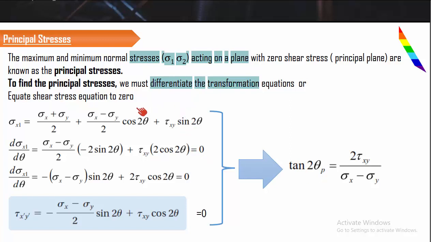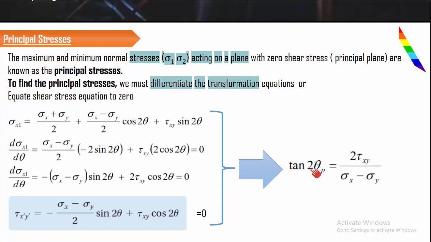The other method is to equate the shear stress equation to 0. We have already derived the equation as sigma x minus sigma y by 2 into sin 2 theta plus tau xy cos 2 theta. If you equate this to 0, then also you get the same answer, tan 2 theta p equal to 2 tau xy divided by sigma x minus sigma y. In the coming slides, I will prove that the shear stresses on the principal planes are 0. Before that, I have directly taken it. In the coming slides, I will show you why the shear stresses are 0 in a principal plane.